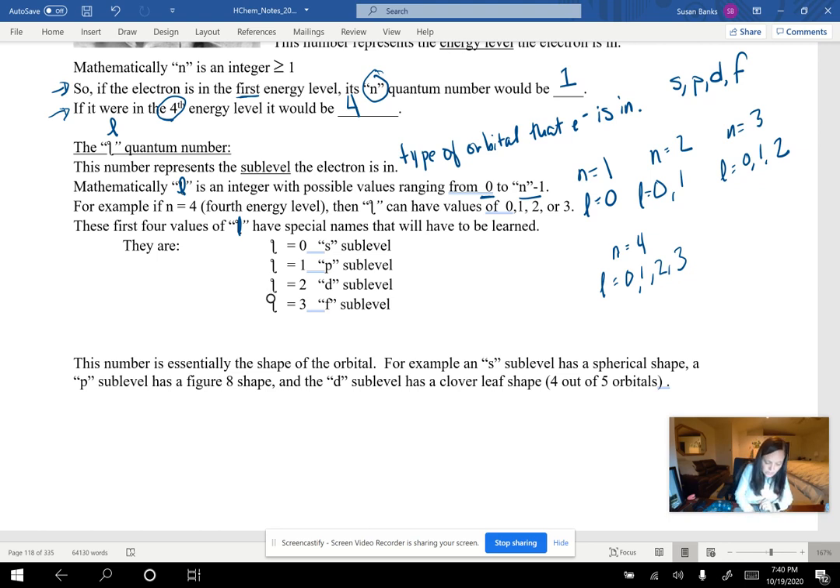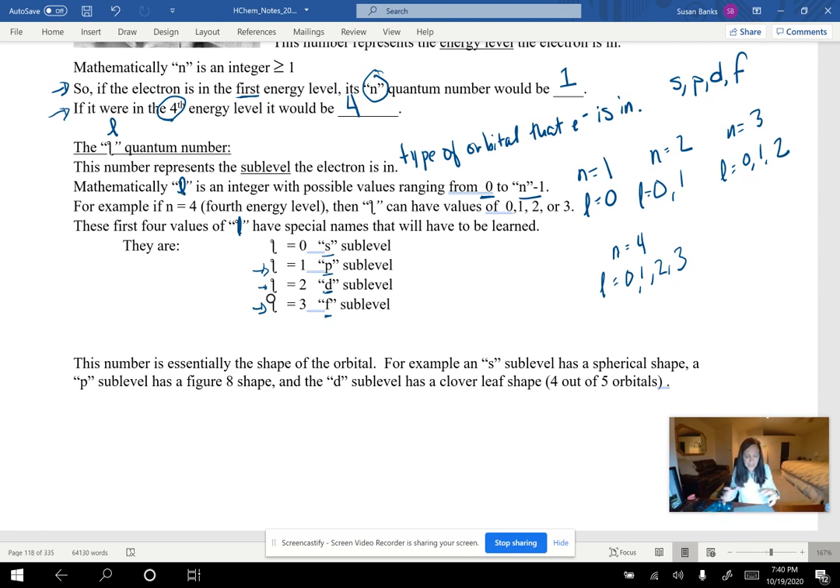So when L equals 0, I have an s orbital that I'm talking about. If L equals 1, I have a p orbital. If L equals 2, I have a d orbital. And if L equals 3, I have an f orbital. Okay? So it basically tells me the shape or the type of an orbital.